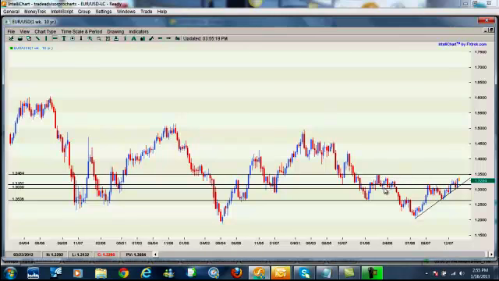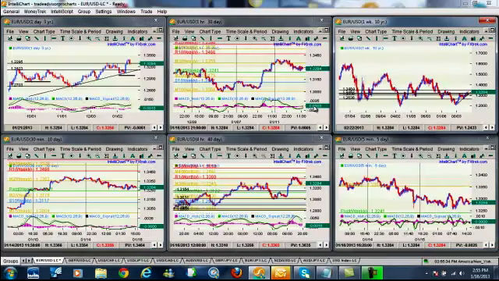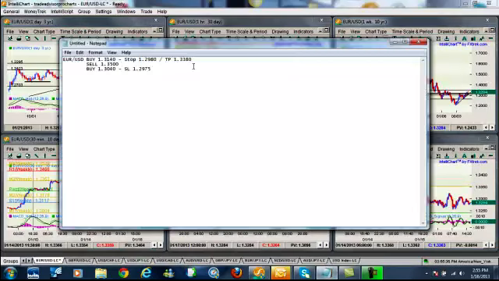So if we put a 60 pip stop and we can get a 120 pip run down, then we have a 2-to-1 reward to risk ratio on that trade. So there we go. That's it for that trade.